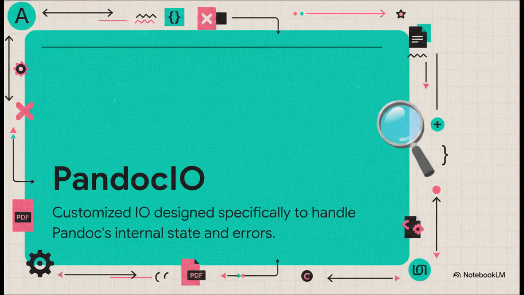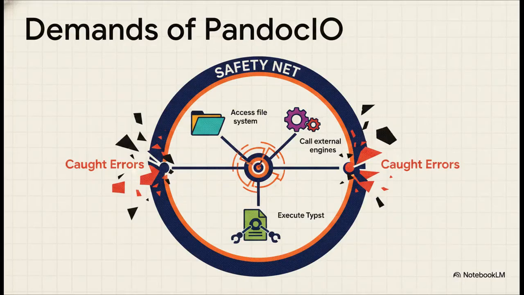Well, what's really interesting here is the definition of the thing itself. PandocIO is essentially a customized, souped-up version of the standard I/O wrapper, but it is purpose-built from the ground up to handle Pandoc's crazy complex internal state and all its specific error-handling quirks. It basically gives us a safe, totally predictable context tailored specifically for document conversion. The core thing to remember is that when we're generating a PDF using Typst, we're not just shuffling basic text around. Think about what we're actually doing.